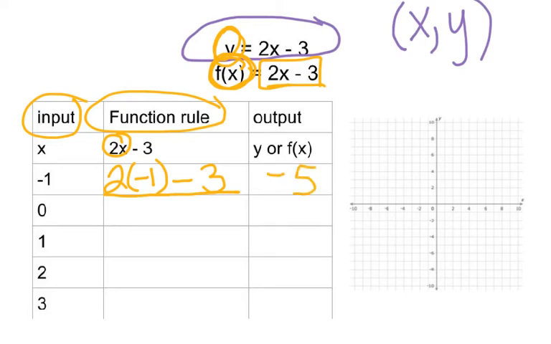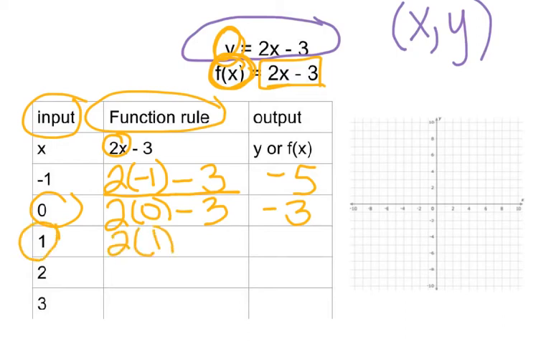Now we're going to input a 0. So we're going to say 2 times the 0 minus the 3. Again, you can use your calculator to get the value out. The value is -3. We're going to input a 1. So that's 2 times 1 minus 3. Again, I can use a calculator. 2 times 1, subtract 3 is -1.